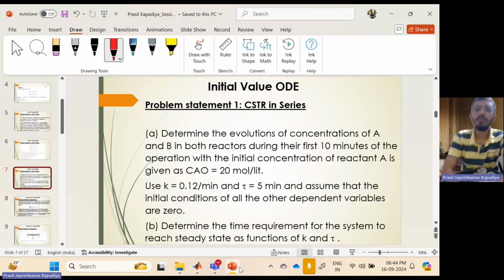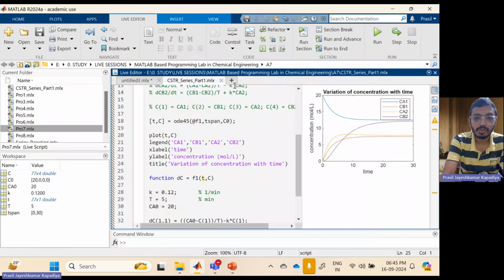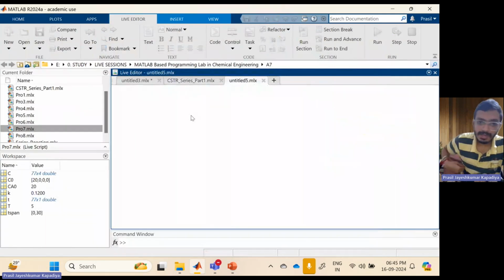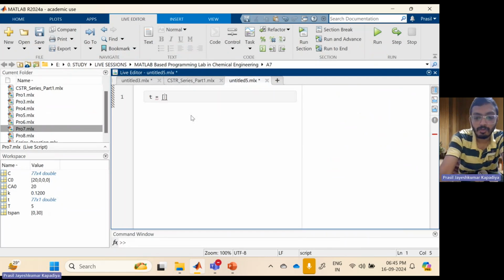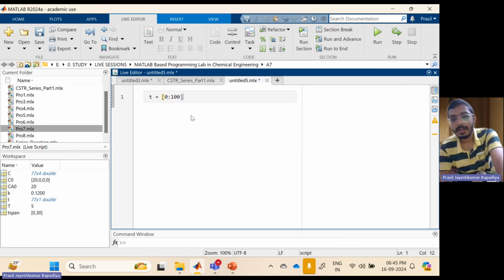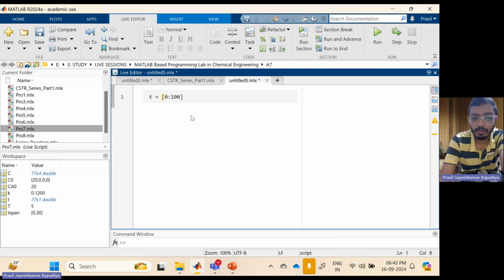So in part 2, what is told: determine the time requirement for the system to reach steady state as a function of both K and tau. So in the first problem, we kept the value of K and tau fixed. But now in the second problem, we are supposed to vary both. So let's write down that part. Let's say my time is from 0 to 100, in gap of 1. Initially it was 10.